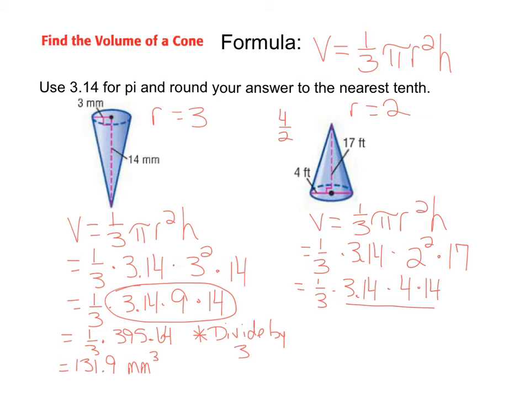Remember, do all that multiplication first. So in your calculator, 3.14 times 4 times 14. And you get 175.84. Your last step, since you're taking 1/3, is to divide by 3. So divide that by 3, and you get a big ugly decimal, but we're rounding to the nearest tenth. So I believe it is 58.6, and my units are feet cubed.